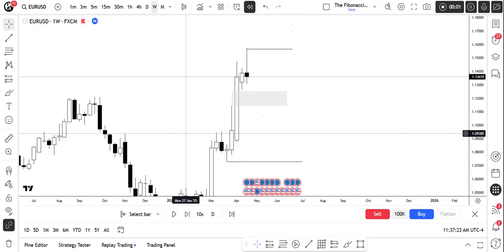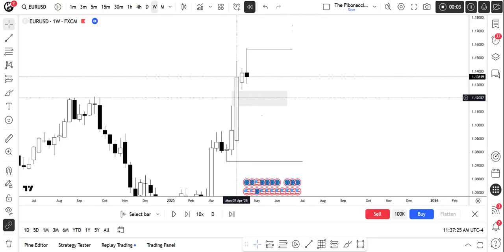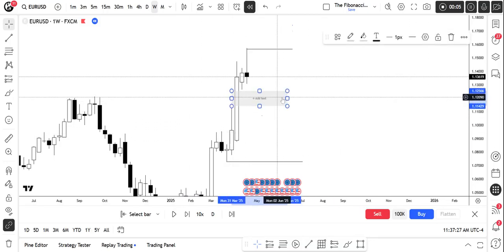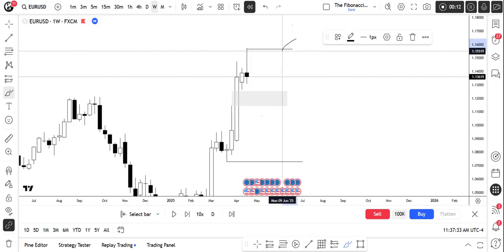So here is an example of how the CISD occurs when we have a valid PD array, which is right over the internal liquidity, the fair value gap presented right over here, and at these ends we have the external liquidity marked out, and we are currently in the weekly time frame.